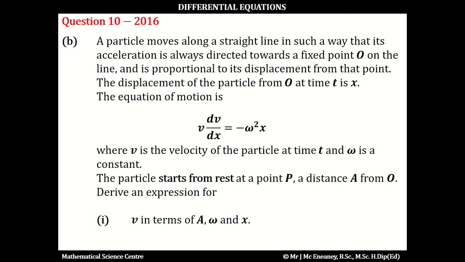2016 question 10 part B. A particle moves in a straight line in such a way that its acceleration is always directed towards a fixed point O on the line and is proportional to its displacement from that point. The displacement of the particle from O at time t is x.